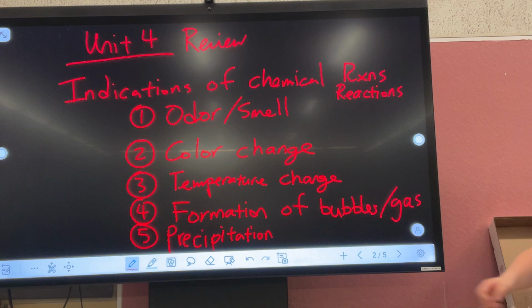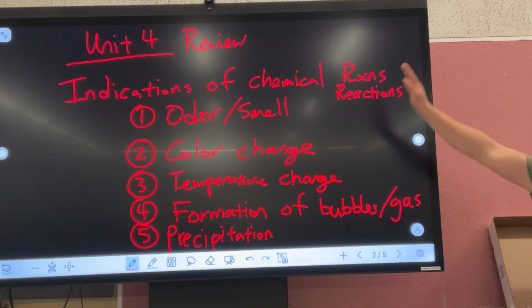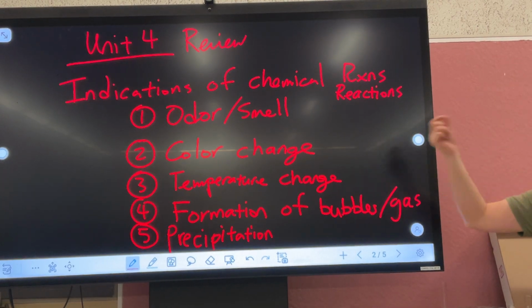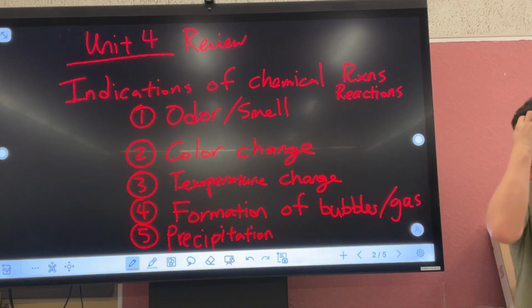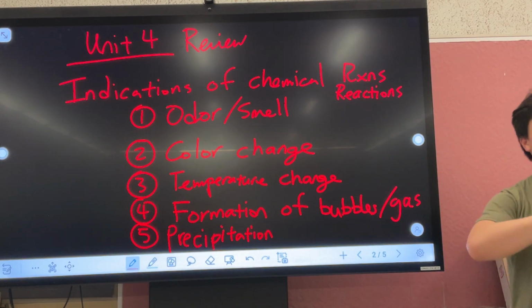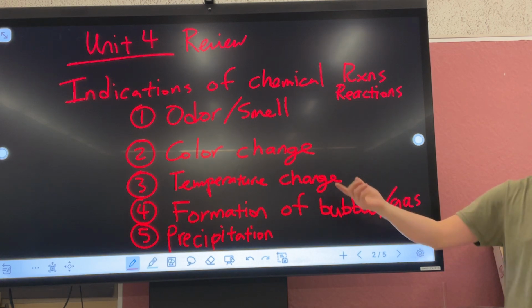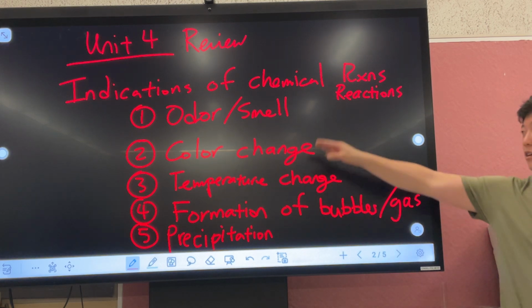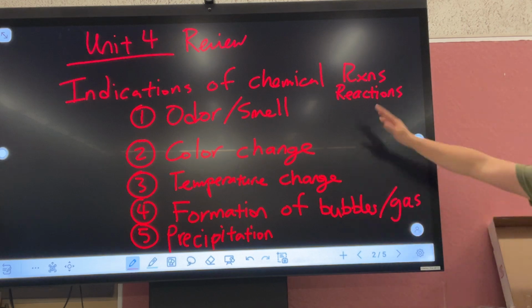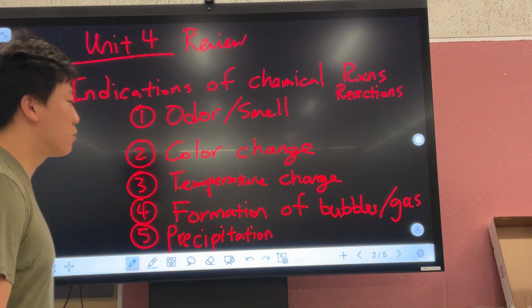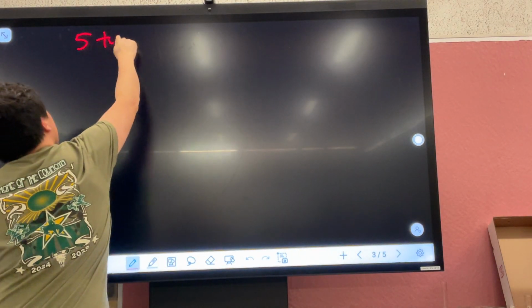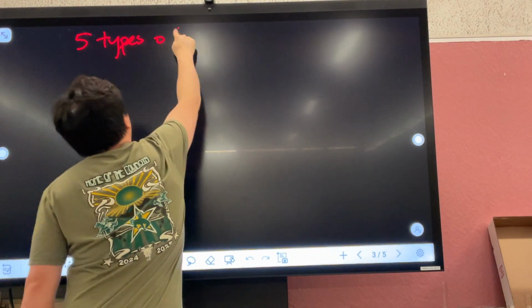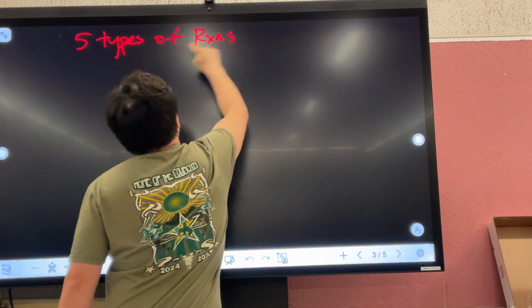After this, we have our test. So you just have to remember this. On there, I will give you multiple choice. Like which of these following is not an indication of a chemical reaction. So I'll give you a wrong one in there. So you just need to know these 5. Wait, that's all we're doing for the test? No, there's more. So we have the 5 types of reactions.